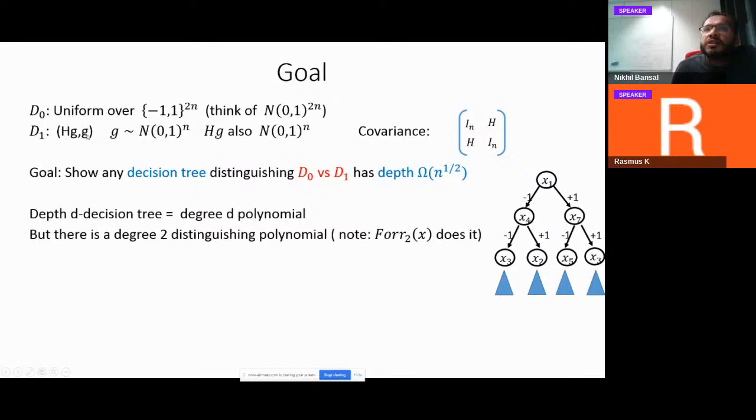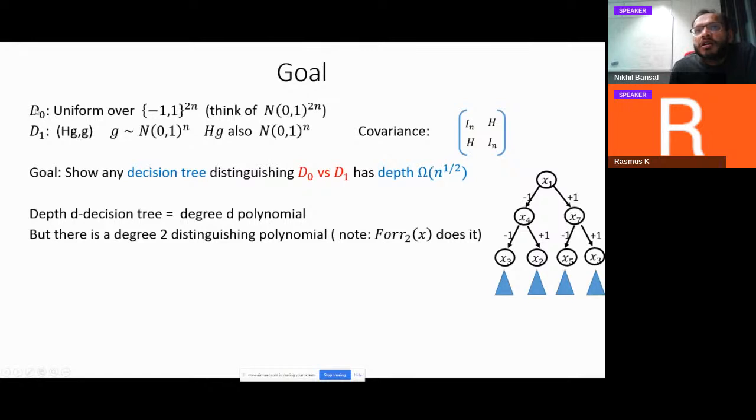So notice, if I just look at h times g itself, this is also distributed like a normal 0, 1 to the n, because all the columns of h are orthogonal, right? So h times g will also have covariance the identity matrix. But if you look at this joint 2n dimensional vector, it will have this covariance. So this block of G will have covariance identity, the block of HG will have covariance identity, and the cross covariance will be this H, obviously.